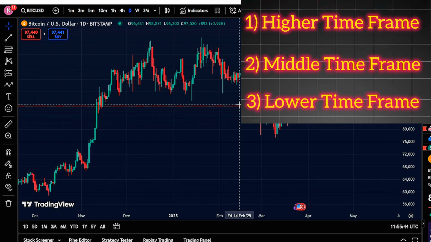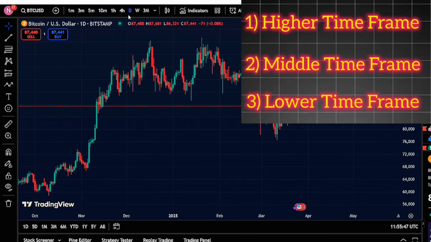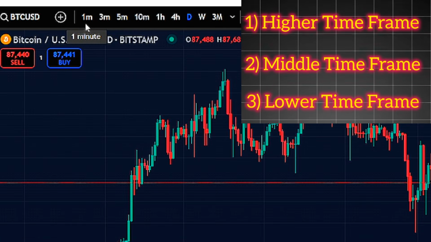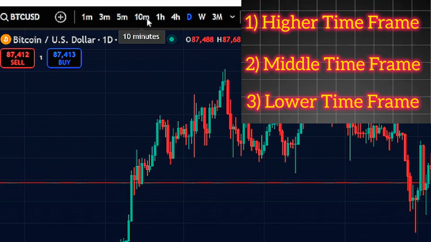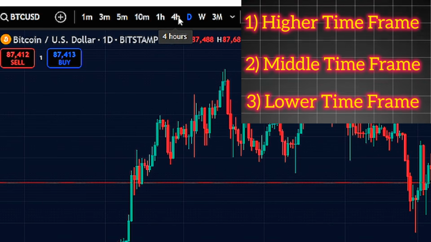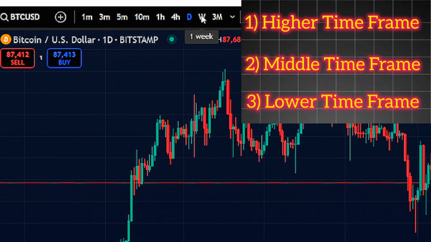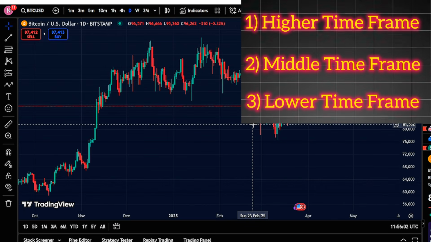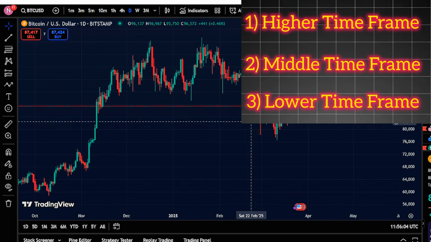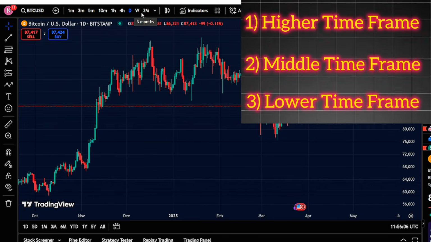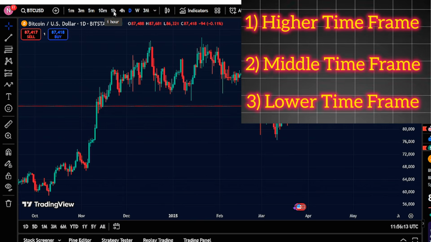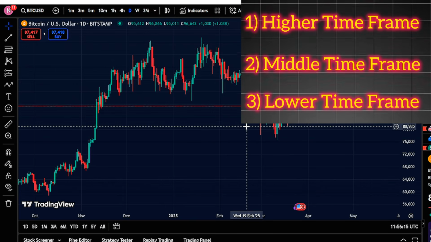For the purpose of this video, if you look at this screen, you're going to see certain numbers here like 1 minute, 3 minutes, 5 minutes, 10 minutes, 1 hour, 4 hours, daily time frame, weekly time frame, and even the monthly time frame. For this video, we're going to be using just 3 time frames: the daily time frame, the 4 hours time frame, and the 1 hour time frame. So bear that in mind.